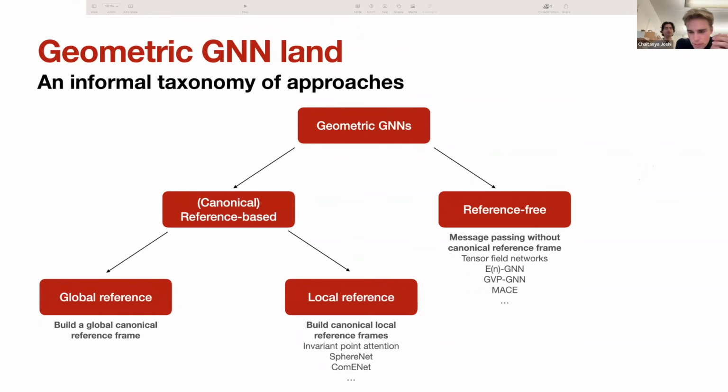Just on the previous question with the torsion angles and so on. If you want to use the torsion angles in order to increase expressivity, as it's done, for example, in SphereNet or ComENet, the way you do it is for every local neighborhood, you need to define a reference frame. So essentially say which direction does something point.